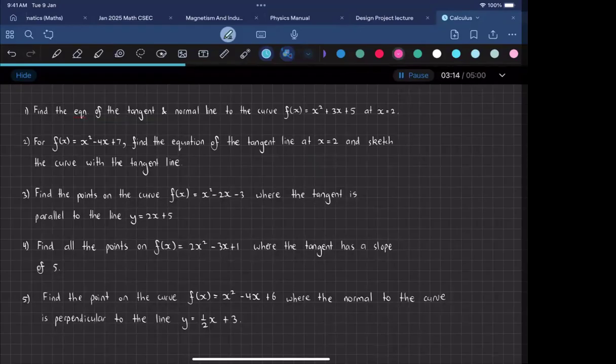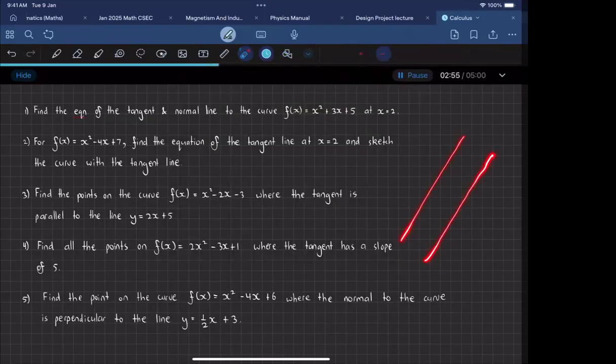Remember, what is gradient again? Gradient refers to steepness, no? Yeah. So if two lines are parallel, this is what it means. They don't ever meet, right? But that's not gonna help us on this. What do we know about this?